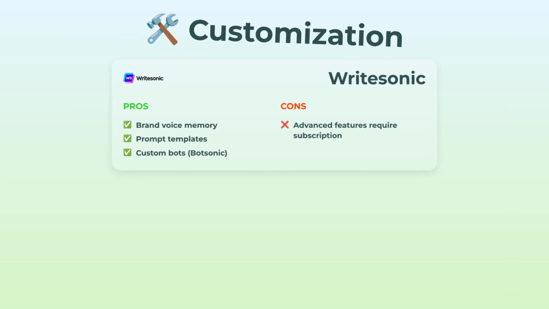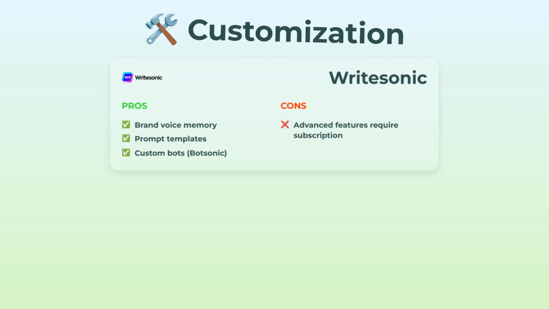Customization. This is always fun. Writesonic lets you set up memory for your brand voice, use prompt templates, and even build your own custom bots with Botsonic. How cool is that? Advanced stuff does need a subscription, which is kind of a bummer.